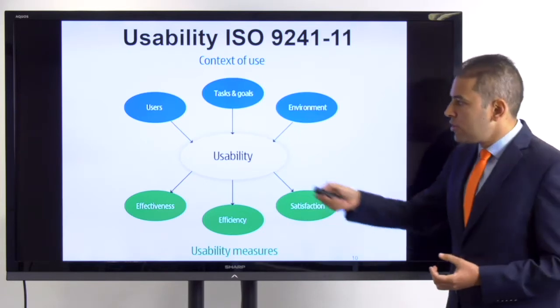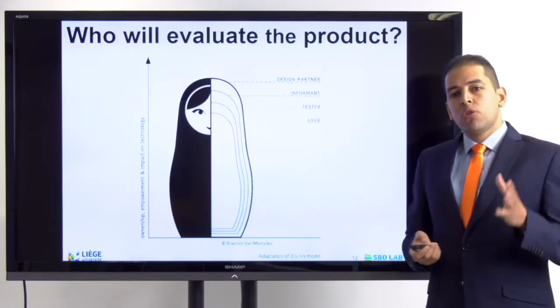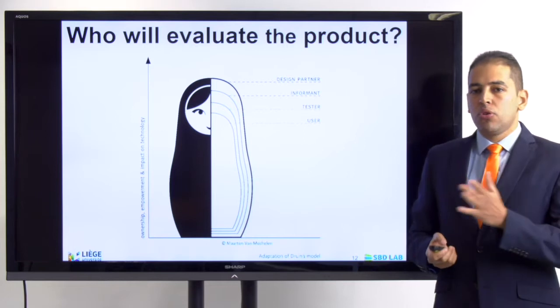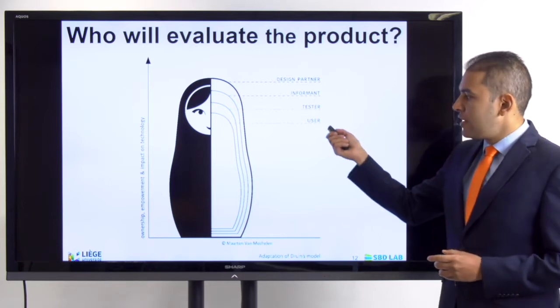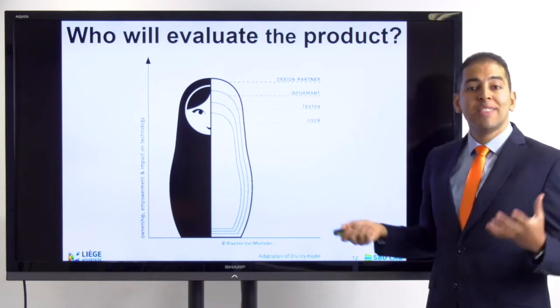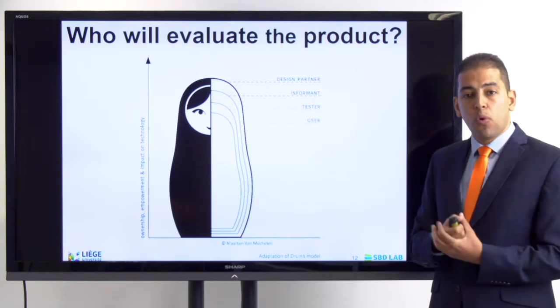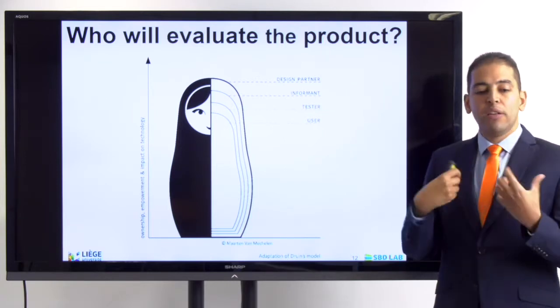Well, let's start with the first element, users. We can have different users who will test my application or test my solution or prototype. It can be the direct user, it can be a tester, it can be an informant, or even design partners. So it is up to you to decide which of those 4 types of users will evaluate your product.